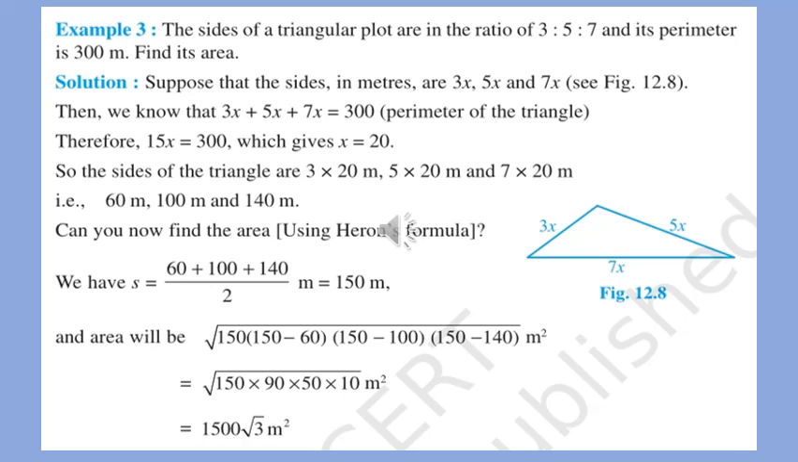And therefore we can now calculate the sides of the plot. 3x means 3 into 20, 5x means 5 into 20 and 7x means 7 into 20 meter. So the sides are 60 meter, 100 meter, 140 meter. Now we already know the perimeter, it is 300 meter. So what is the semi-perimeter? 150 meter. Substitute the values and find the answer. The area of the plot is 1500 square root of 3 meter square.